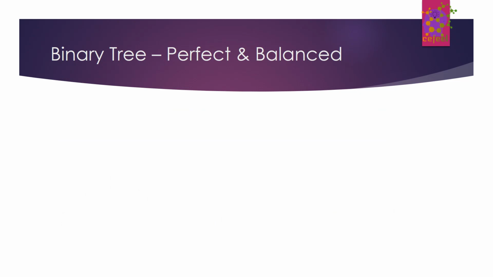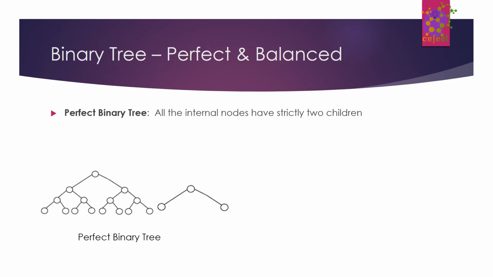Then moving on to the concept of perfect binary tree. So a perfect binary tree is a binary tree in which strictly all internal nodes have 2 children. So there cannot be any internal node with no children or 1 child.